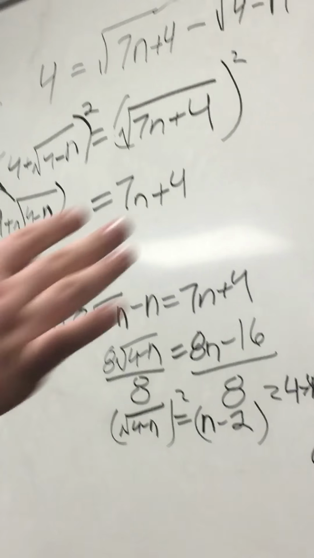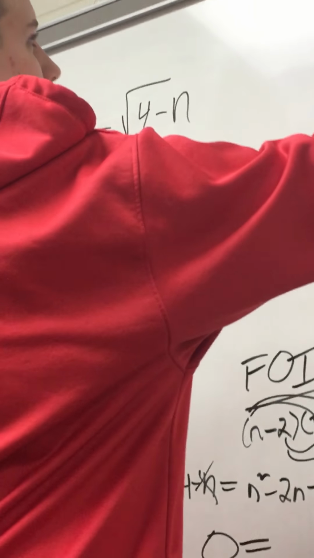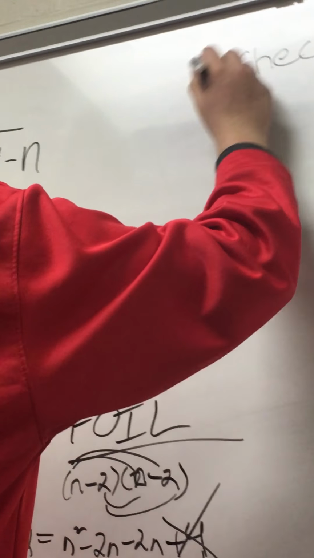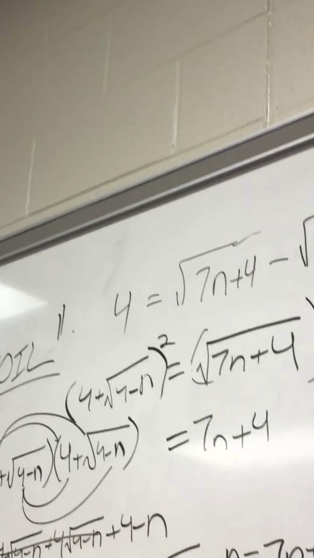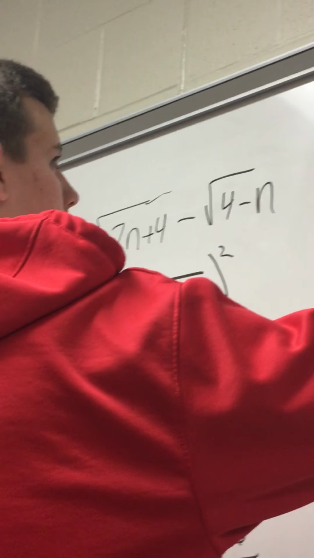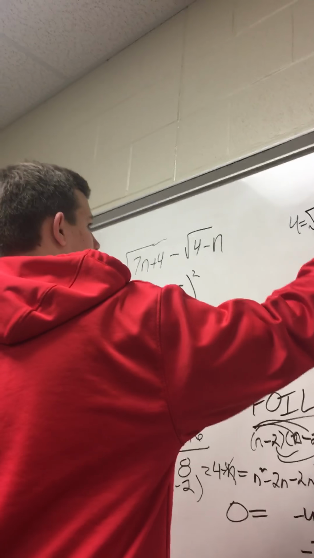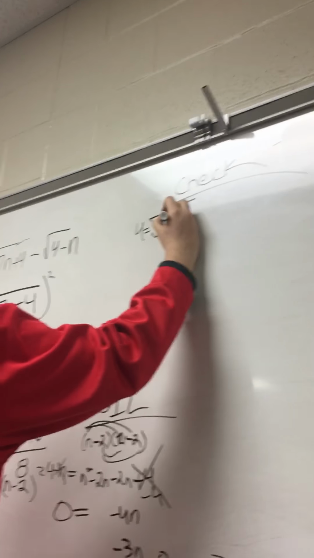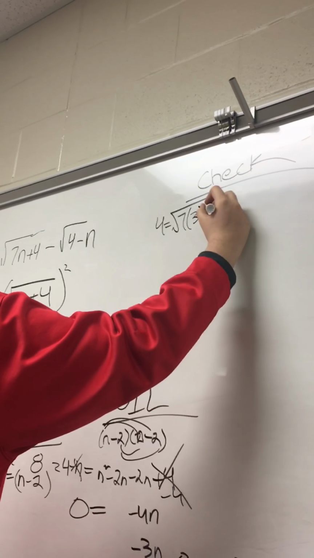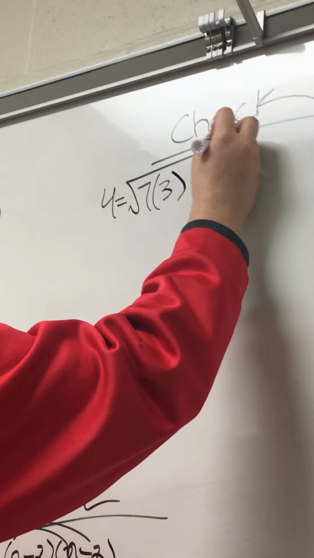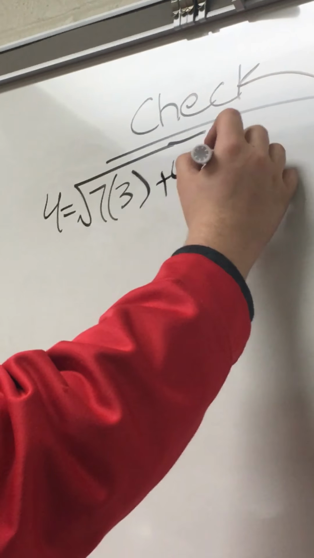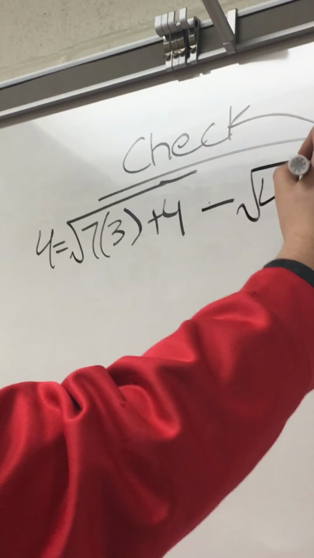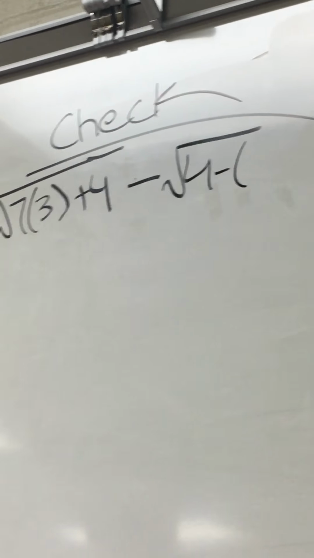Alright, so I got n equals 3. I'm going to need to check now, just to make sure that's right. Alright, so I'm going to get the equation. 4 equals square root of 7 times, I'll replace the n with 3, plus 4, minus square root of 4 minus, replace that n with a 3.